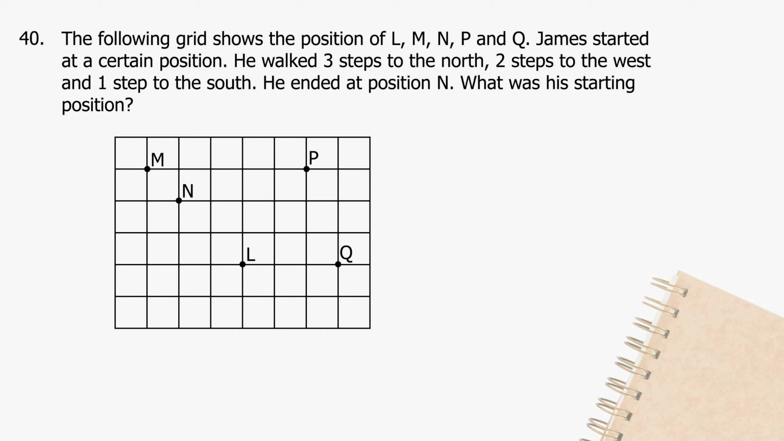Question 40. The following grid shows the position of L, M, N, P, and Q. James started at a certain position. He walked 3 steps to the north, 2 steps to the west, and 1 step to the south. He ended at position N. What was his starting position?